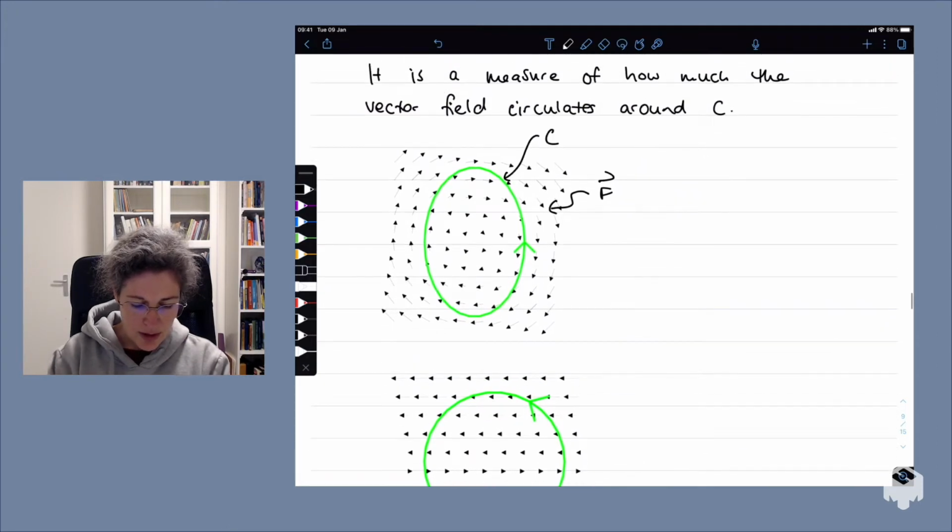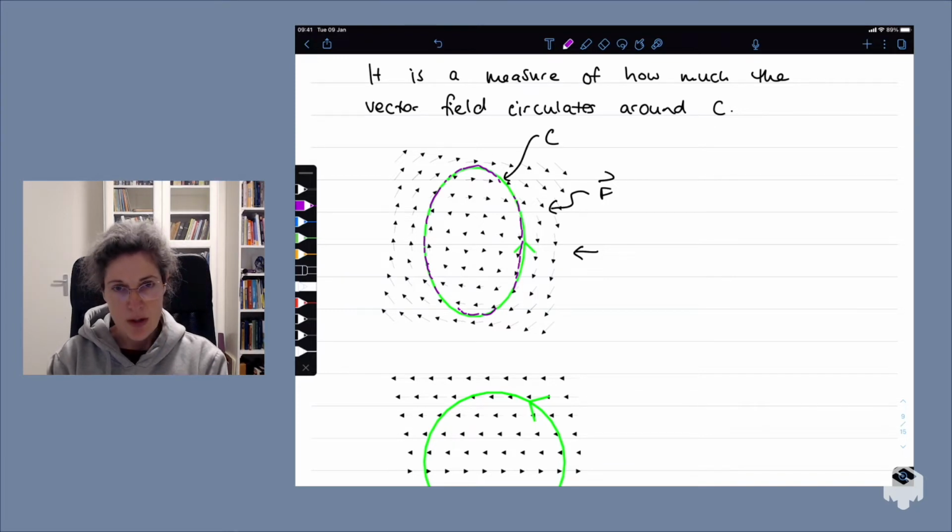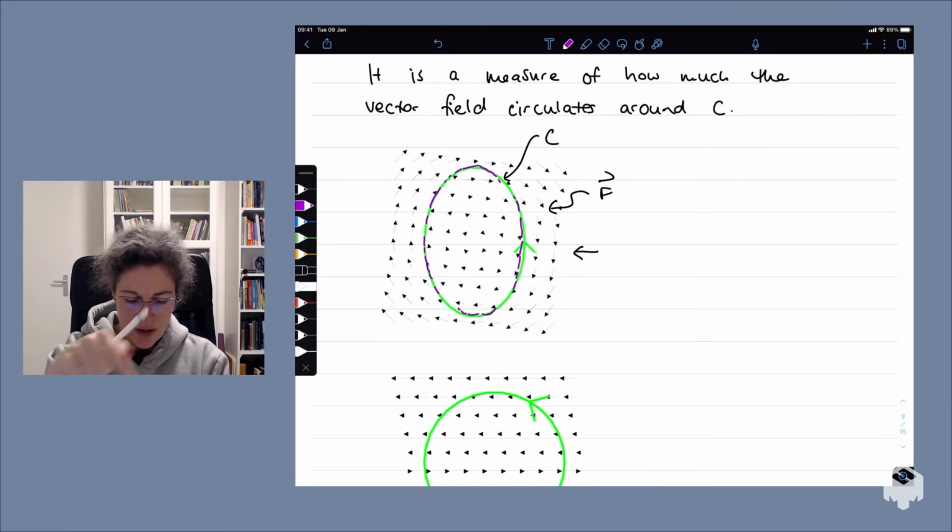You might have a look at this picture over here, and you'd see there are a lot of vectors that look like they're roughly in the opposite direction of our curve. So we might have quite a negative circulation, because there are a lot of vectors in the negative direction of our curve.